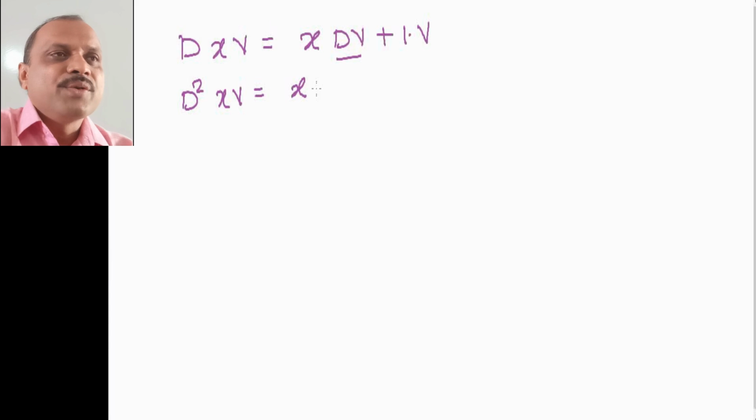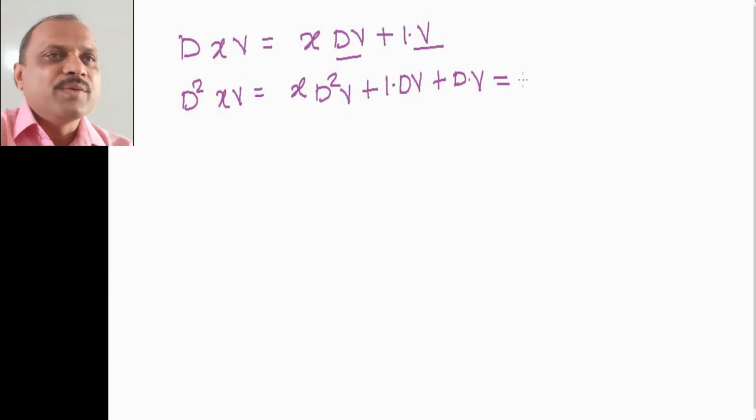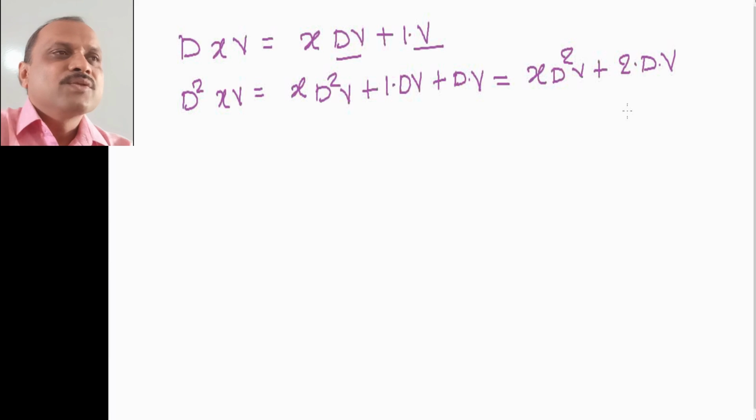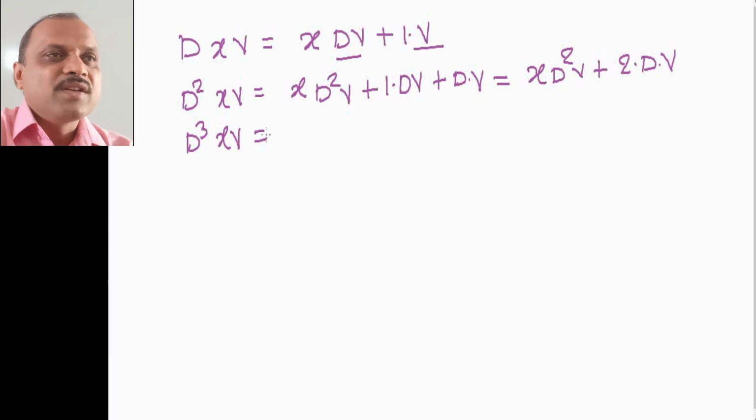So we have x into D²v plus 1 into Dv, plus derivative of this Dv. This is equal to x into D²v plus 2 into Dv. Okay. So when we obtain the third derivative, we get x into D³v plus 3 into D²v.